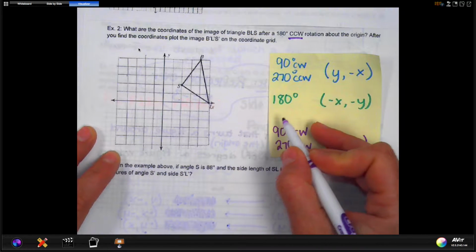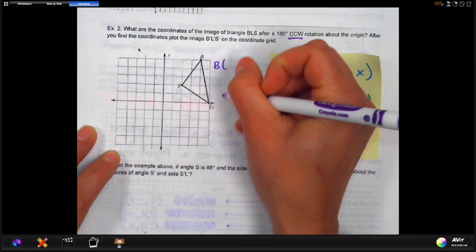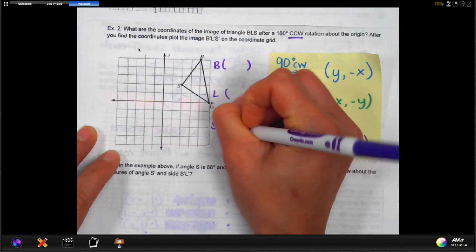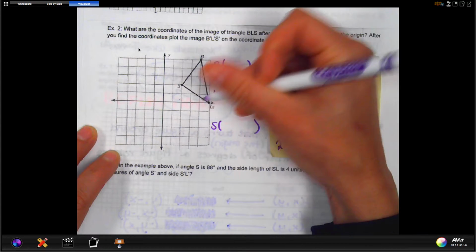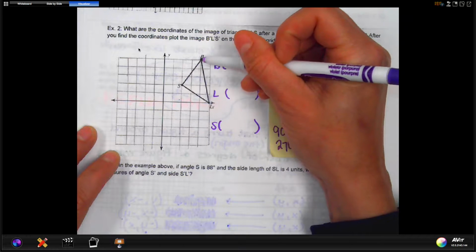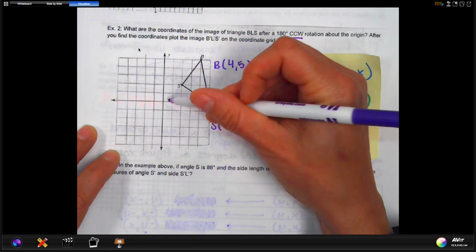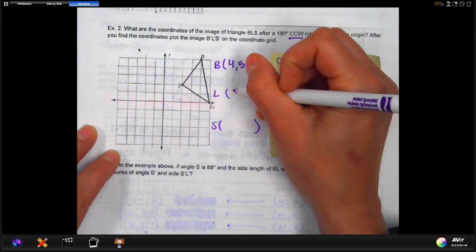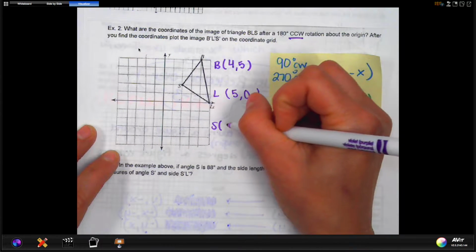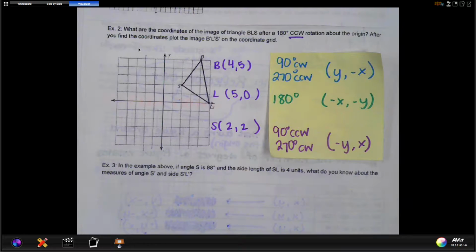So let's start by listing the original ordered pairs here: B, L, and S. And I'm leaving some space so that I can list the primes as well. If you count, B is right 4 and then up 5, so 4, 5 for B. L is right 5 and up 0, so that would be 5, 0. And S is right 2 and up 2. So that's our originals, and then we use our rule.